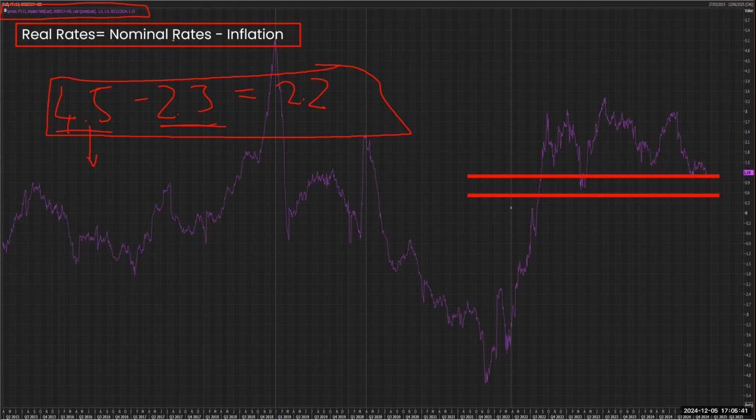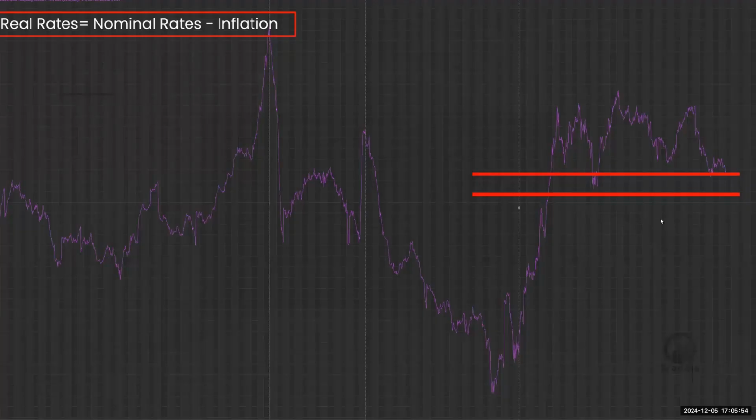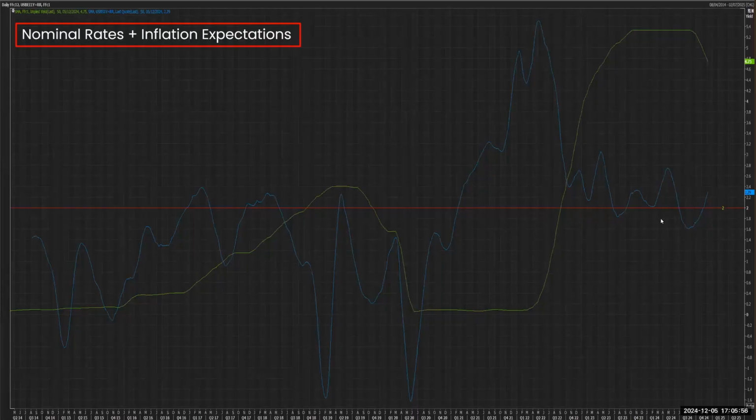Now, that's the theory of it. It's ultimately real rates is nominal rates minus some form of inflation. In a moment, we're going to talk about how real rates impact different markets. But another way you can look at this, and I'm going to come back to this in a moment, is to break out the two variables. So what you can see here in the green is the current Fed's interest rate, and in the blue, we've got inflation expectations.